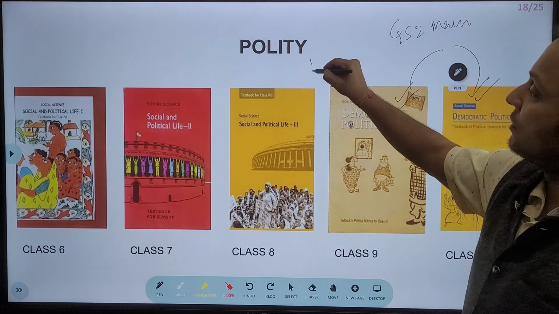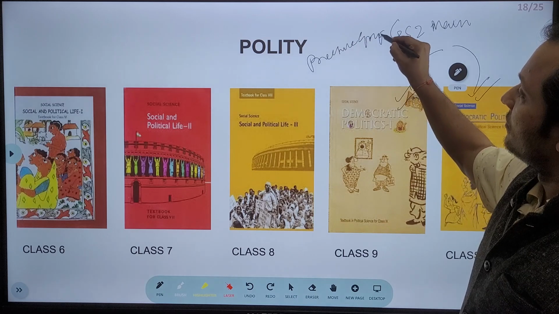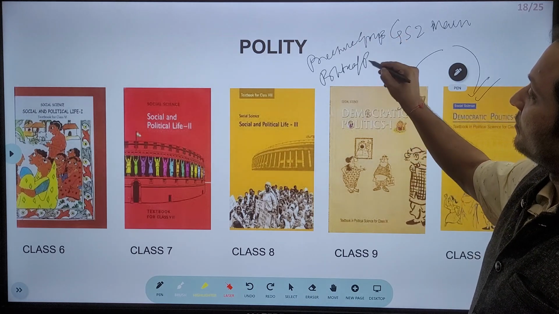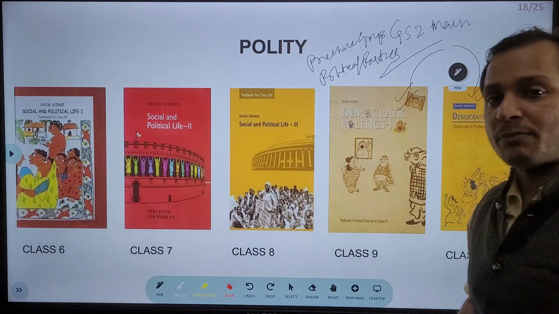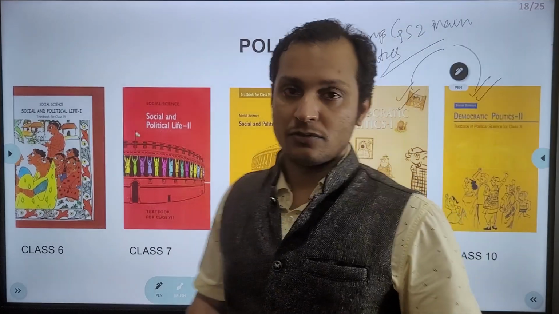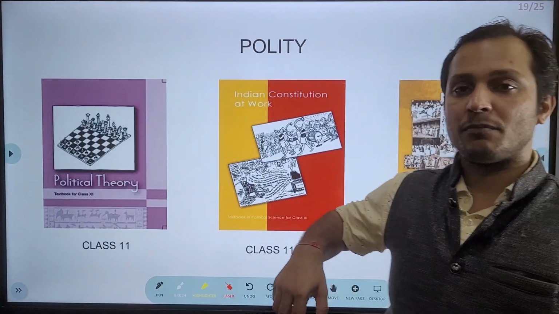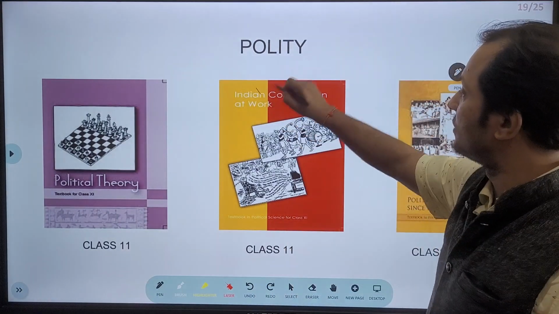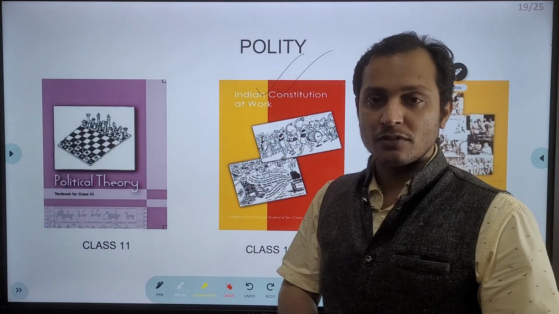For example, pressure groups, political parties, so it will help you cover the GS2 syllabus also. Now let us go further. Which are the polity books you should read from NCERT? So you have to read this book. This book is very important, Indian Constitution at Work. Many questions come from this book.